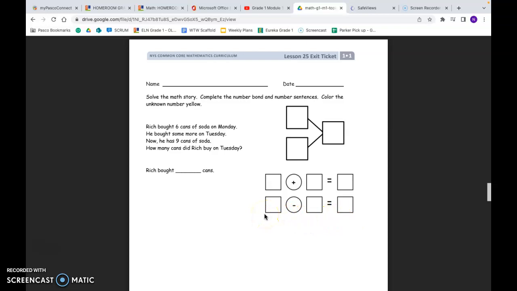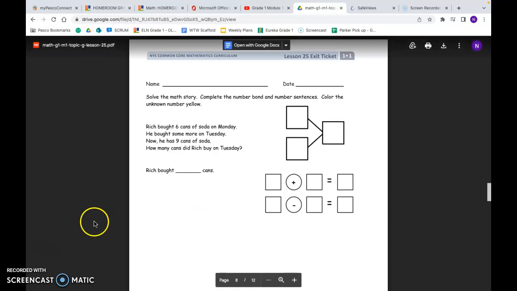Okay, friends? If you need to listen to these again, just pause and start it at the beginning and listen to it again. If you still need help, make sure you put your name over on that help board, and I'll be with you shortly.